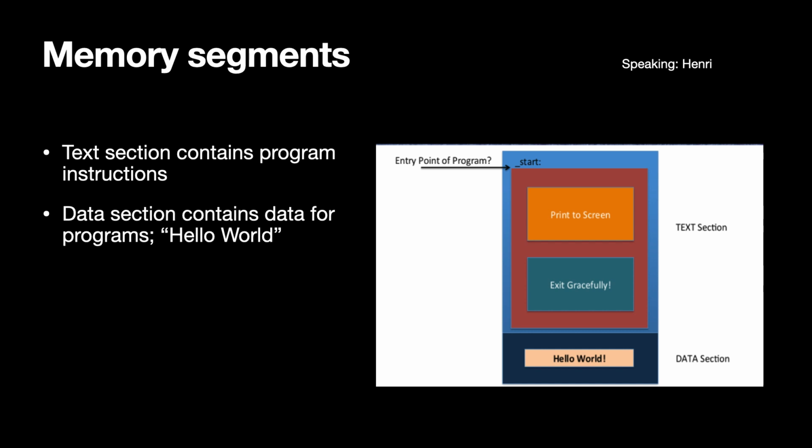Let's look at memory segments. The text segment contains the different instructions. The data segment contains data used in the program. The entry point of any program is a global variable called _start. That's where the program execution starts. The text section contains the instructions to print and exit the program, and the data section contains the message string to be printed.